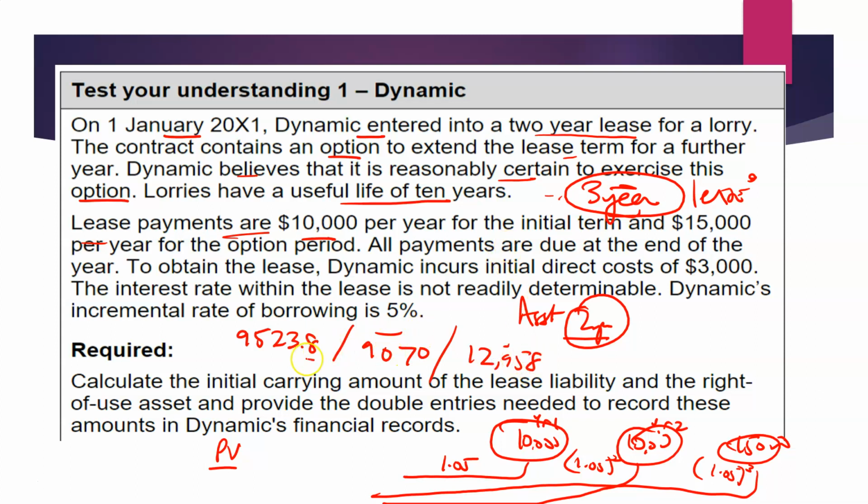I'm going to add all these three together, and that gives me the present value of my liability. So adding those three things together, 9070 plus 9523.8, and the 12,958. Present value is 31,551. So I'll do a T account in a second. It also tells me that they incurred some direct cost of $3,000.